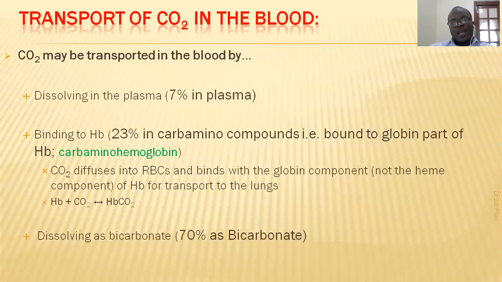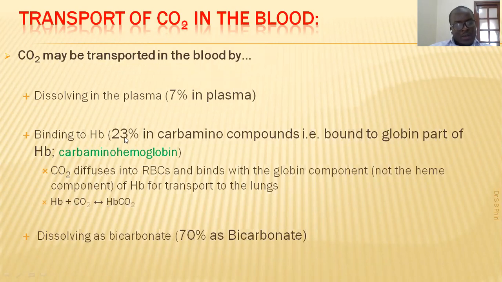Whereby they go and bind to the globulin. So if carbon dioxide is binding, it's called carbaminohemoglobin. So this carbaminohemoglobin will be transported to the lungs. Then it will release the carbon dioxide to the lungs for gaseous exchange. So you can see the reaction down here that the hemoglobin is reacting with carbon dioxide, giving you your carbaminohemoglobin.